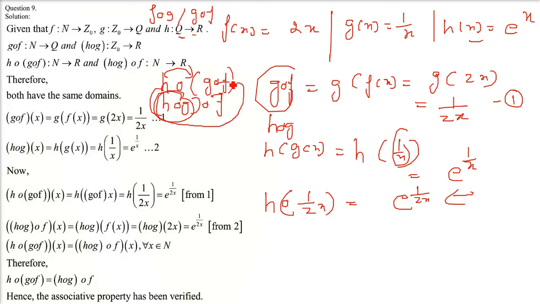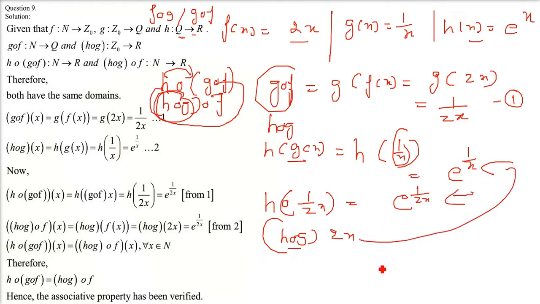Now we are taking hog operation f. Here we are doing h operation g first and then operation of f. What is hog? We already found out hog. This is hog of f. What is f here? f is 2x. The hog was e to the power 1 by x. So you have to put 2x in place of x in e to the power 1 by x. So e to the power 1 by 2x.